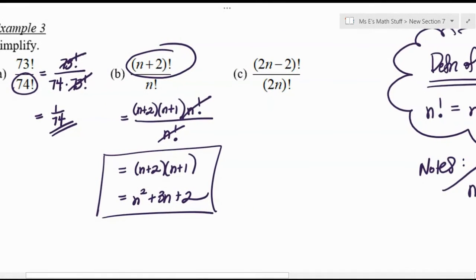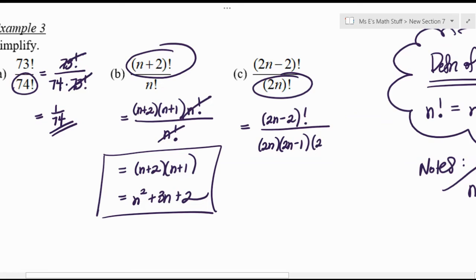Okay, so now let's look at part C. You've got 2n minus 2 factorial and 2n factorial, and which one would be greater? 2n factorial would be greater. So when I start trying to cancel this down, I would just leave 2n minus 2 factorial alone. Then on the bottom, I would multiply 2n by the next number, which is 2n minus 1. And the rest of this expression could be thought of as 2n minus 2 factorial.